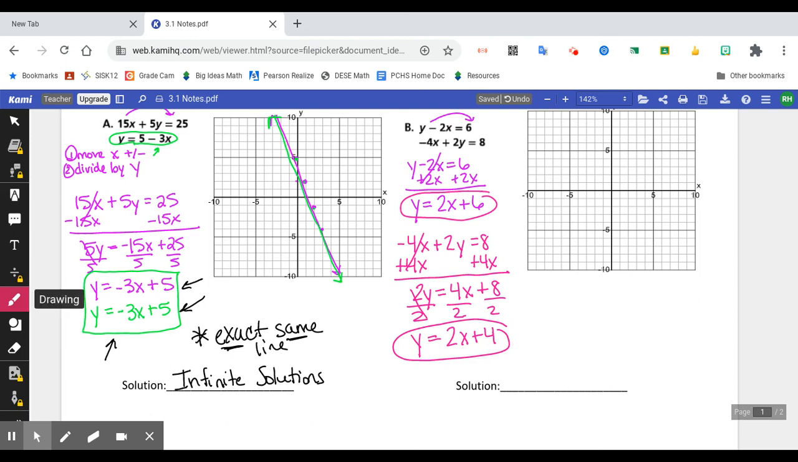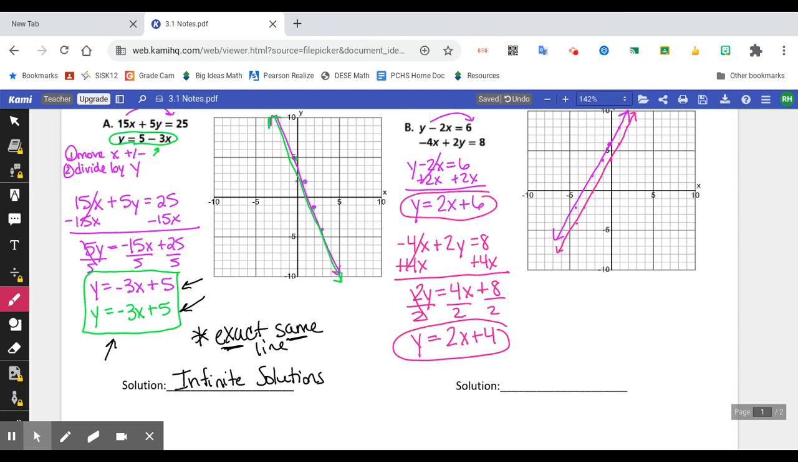I'm graphing our top one up here. Positive 6 is my intercept. I've got up 2 over 1 for my slope. So I'm going to come down 2, left 1 for a couple more. Here's my line. Okay, I'm going to switch over and do the next one. Starts at positive 4. Slope is up 2 over 1. And I'm going to go down 2, left 1. And then here's going to be my line for this guy.